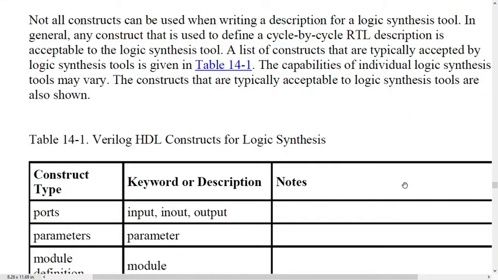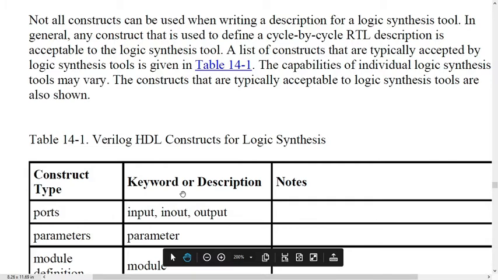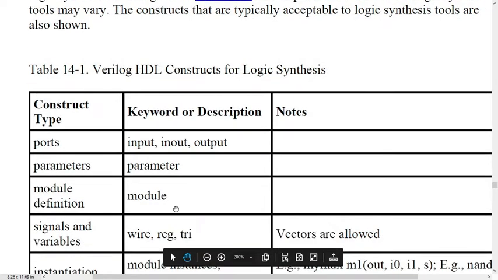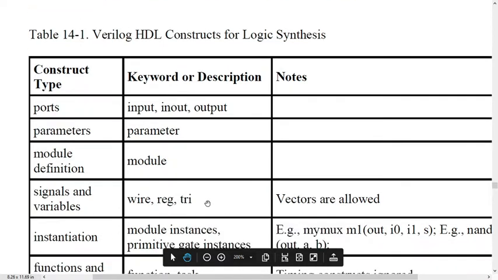We will have different ports available. Basically, this we have discussed in the beginning. We will have input port, we will have output, and we will have in-out. Sometimes we will have a terminal that acts as input as well as output, so then I call it in-out. Then the parameters we will call by the keyword parameter. Module, as we are defining module. For the signal we will have wire, reg and tri.